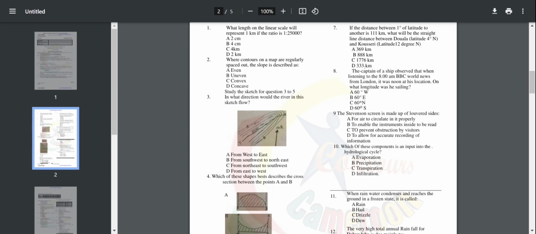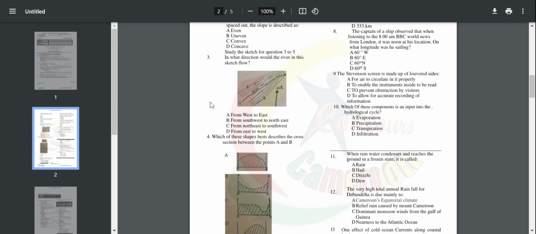Question 3. Study the sketch for questions 3 to 5. In which direction would the river in this sketch flow? The answer is C.